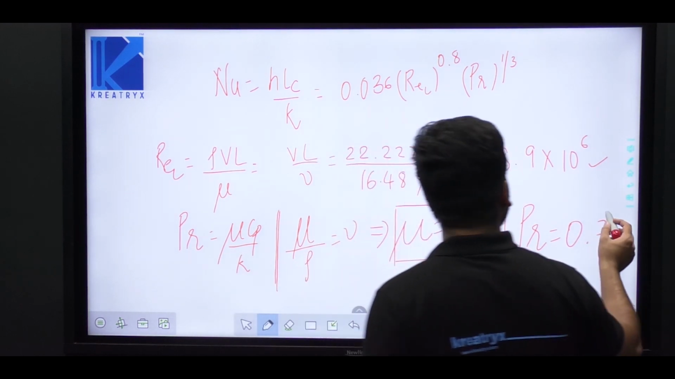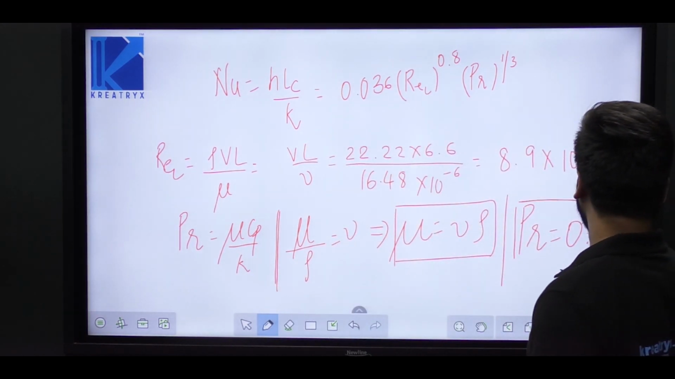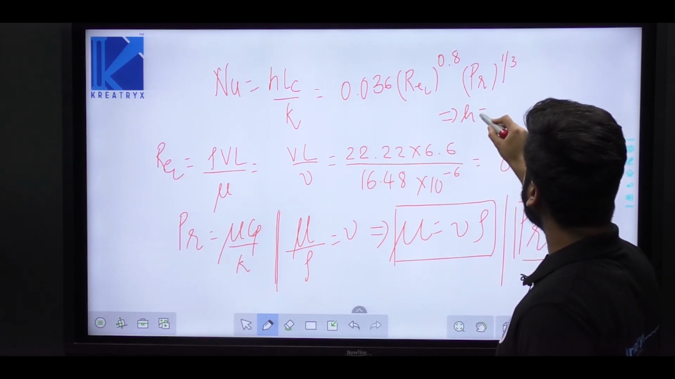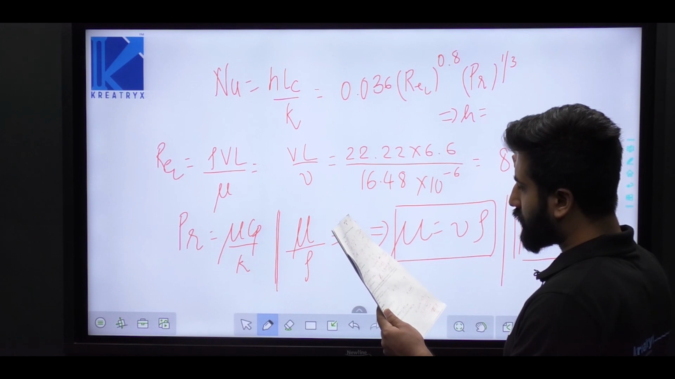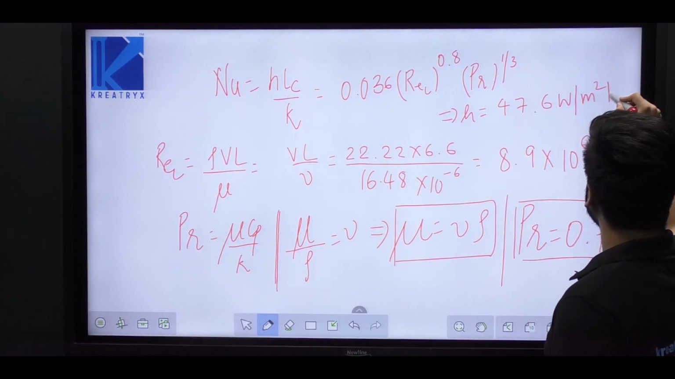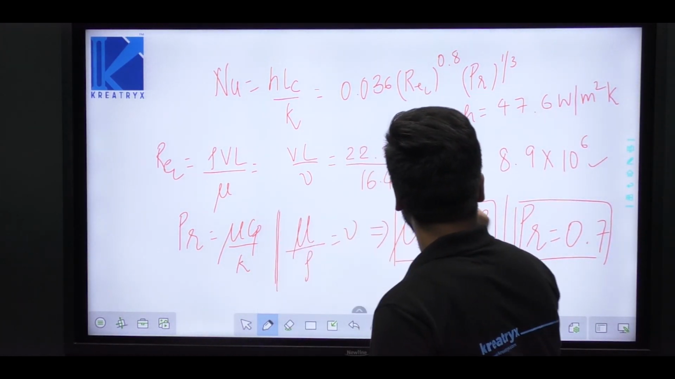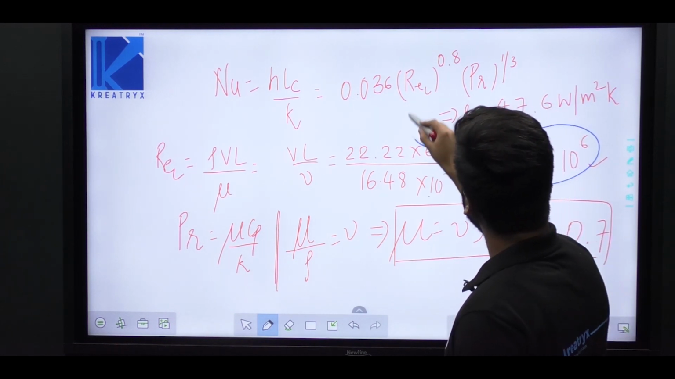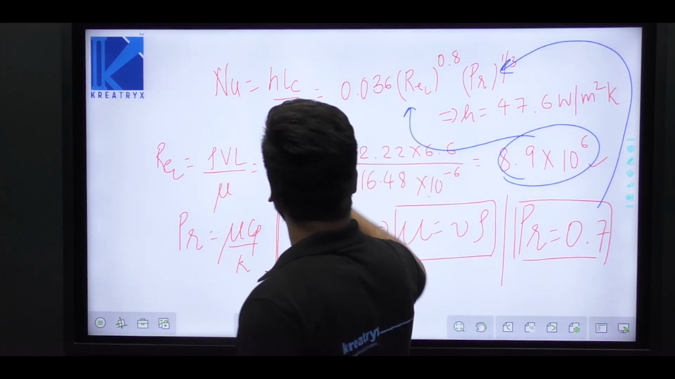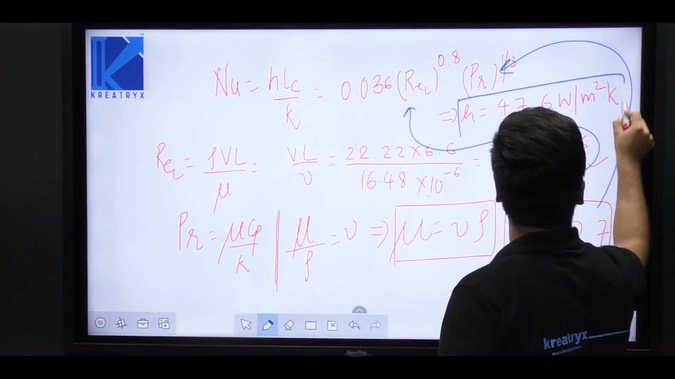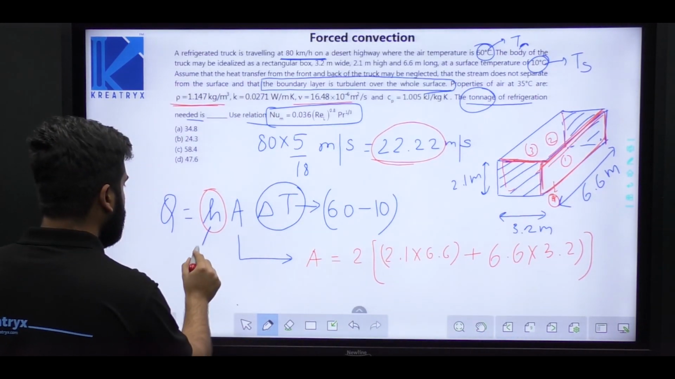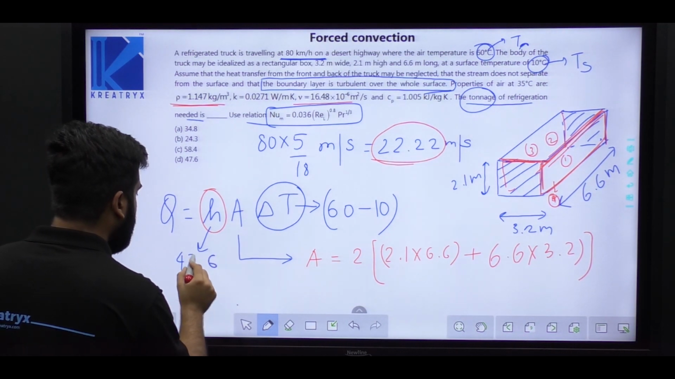Put all the values here, and you will get the heat transfer coefficient as 47.6 watt per meter square Kelvin. Okay. So put this value here, put this value here, and put this value here. Lc is 6.6, k you know, so this will be the heat transfer coefficient. So when you put it here, it is 47.6 watt per meter square Kelvin.